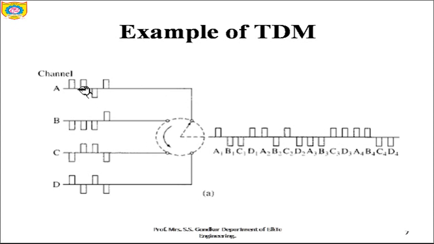So when it is at user A, this first bit or unit, you may say, will be transmitted. So I will call it A1. See here, A1 is transmitted.